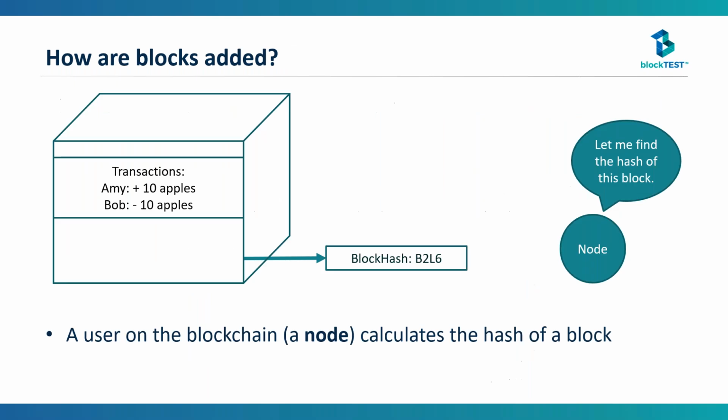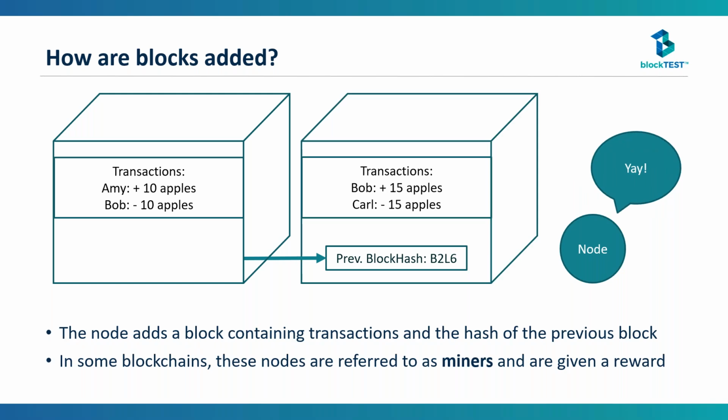To add a block, a user on the blockchain, sometimes called a node, would need to calculate the hash of a block. So imagine what we just explained previously. It would compress whatever transaction record there was and convert it into a string. After that's been calculated, the node would put whatever transaction record it wants to add in a block with that previous hash.